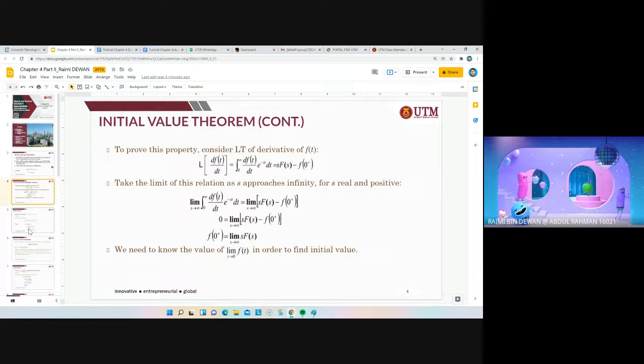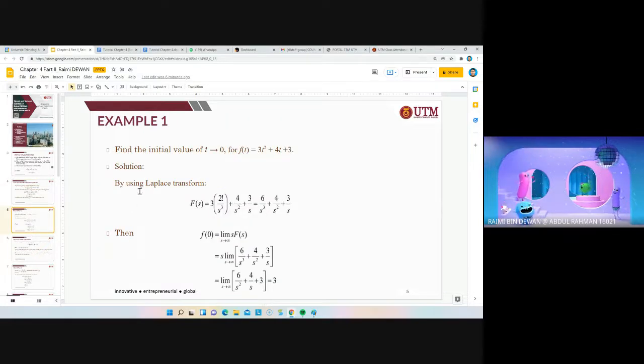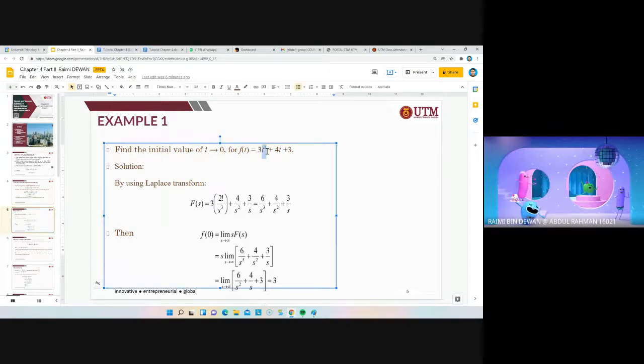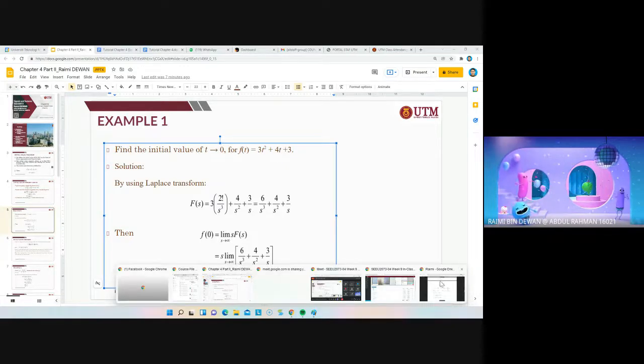So for example 1, find the initial value as t approaches 0 for f(t) equals 3t squared plus 4t plus 3. You can use the table directly for this. This one is shown by the factorial. Where is the table?